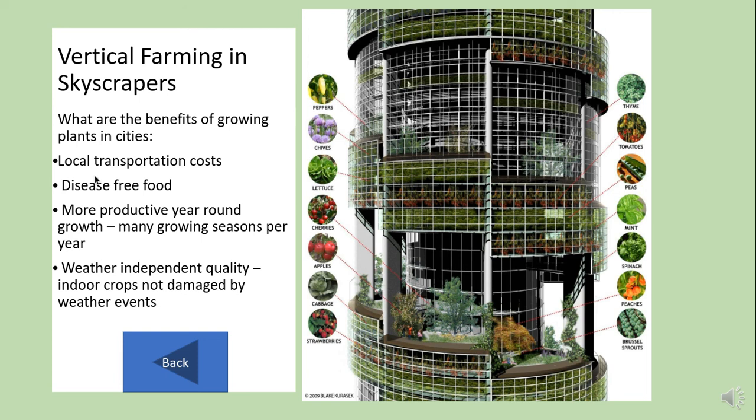Disease-free food. There's no need for as many pesticides and things like that to keep certain bugs away, to keep them fresher longer, because, well, you can control the environment here. You can create an environment in this vertical farm that doesn't have these insects and stuff that may give disease to the food and things like that.